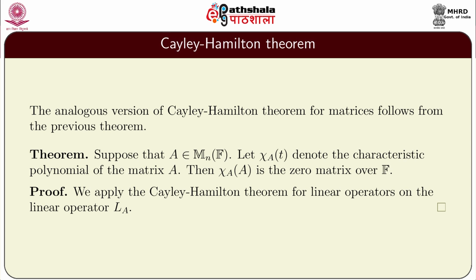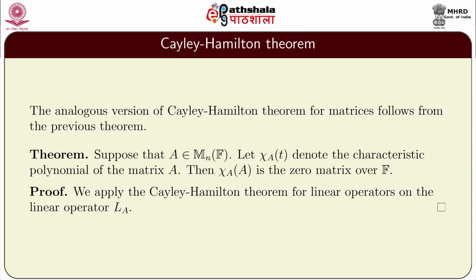The analogous version of the Cayley-Hamilton theorem for matrices follows from the previous theorem. So, suppose that A is an n cross n matrix over the field F. Let chi A T denote the characteristic polynomial of the matrix A, then chi A of A is the 0 matrix over F.